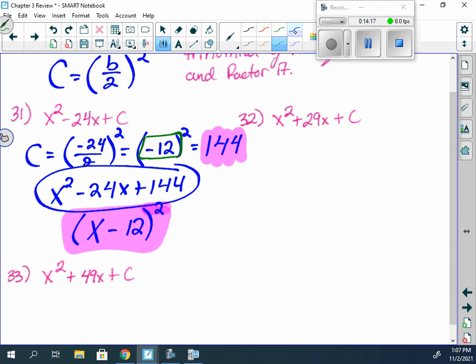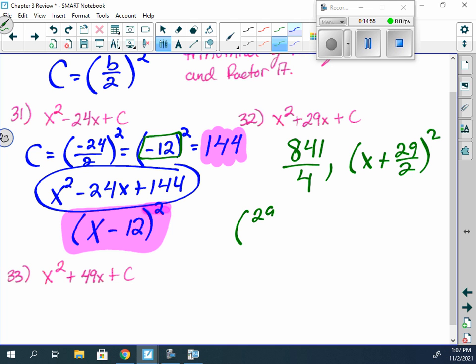So on 32, you could have plugged it into the calculator as 29 divided by 2 squared. I do not know 29 squared off the top of my head. And had 841 over 4, comma, x plus 29 over 2 squared. If it makes sense on how you figured it out and you just want to put that there, that's fine, because C would be 29 over 2 squared.